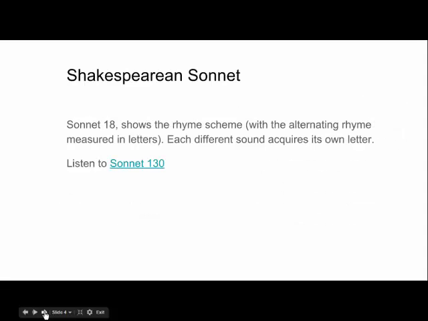Okay, so Shakespearean sonnet. I'd like you to take a look at Sonnet 18, which shows the rhyme scheme with the alternating rhyme measured in letters, and we'll do that momentarily. So, let's go take a look.